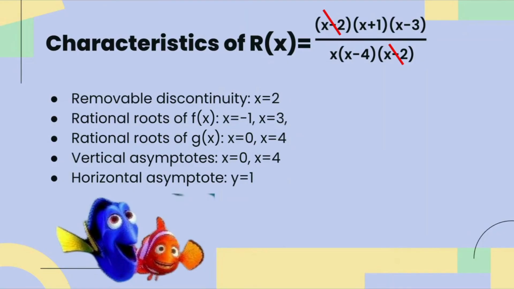The vertical asymptotes are also x equals 0 and x equals 4, since those values would make the function undefined. And the horizontal asymptote is y equals 1, since the degrees are the same on the numerator and denominator, and dividing the leading coefficients together, it would be 1, making the asymptote y equals 1.